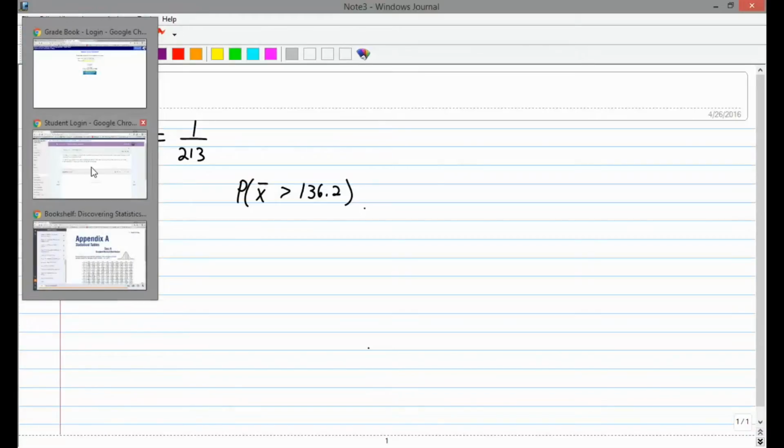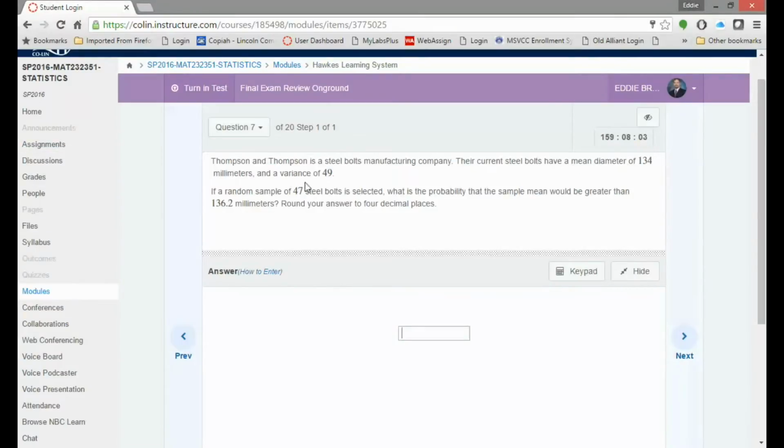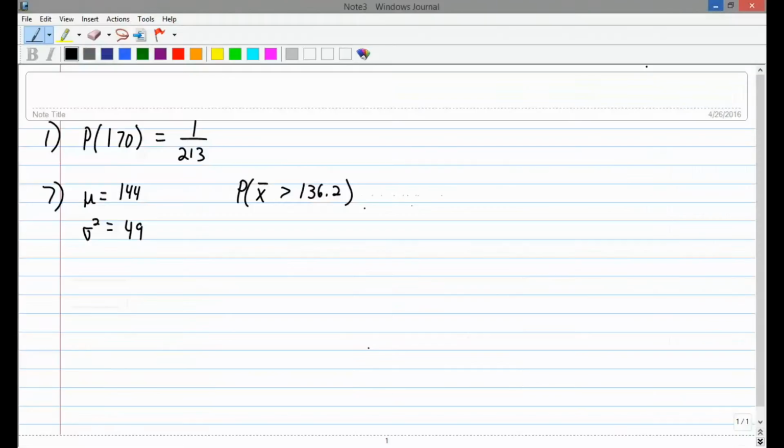Yeah, I think I wrote down the mean wrong. 134, thank you. And then we had 47 steel bolts selected. So that's our n, 47. So it looks like this is a central limit theorem problem where you're selecting multiple items, and you want to know the probability that their mean is greater than a certain value.